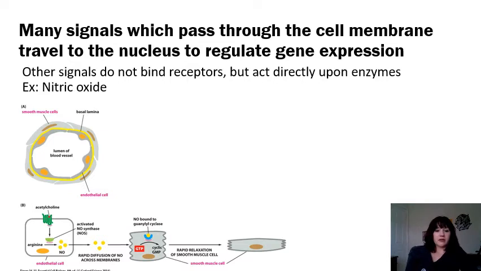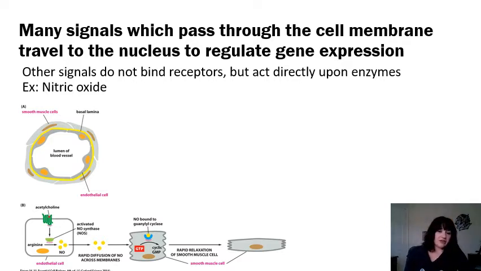Another example in which a signal is traveling into the cell and skipping receptors at the cell membrane is nitric oxide. So in this case, it does not bind to a receptor inside the cell or outside of the cell. It acts directly on an enzyme.